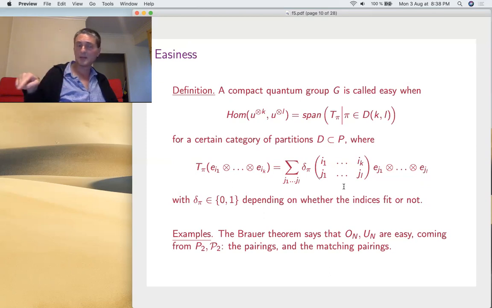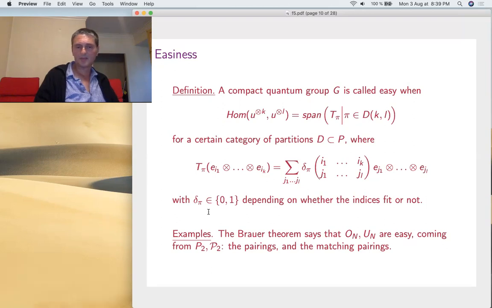So I put my indices there. And I look at the blocks of pi. So if the indices fit, in the sense that each block contains equal indices, the coefficient is 1. If something fails there for some block, it's 0. So these are Kronecker symbols, just kind of generalized Kronecker symbols. Anytime you have a picture, you put indices on the picture, and you get 0 or 1, depending on whether the indices fit or not. So it's very simple.